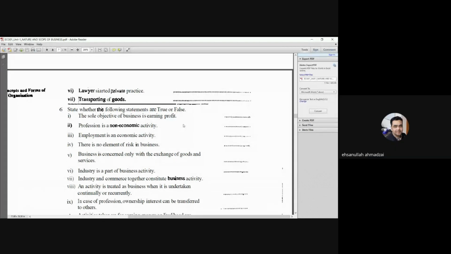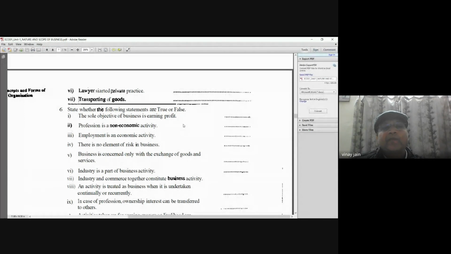Have you heard this? I mean, teacher, are all of them the sole object of economy? Do you think that if you have only the objective of earning profit, you will be there in the society for a longer period of time? Do you think?